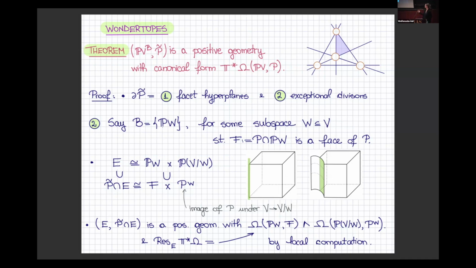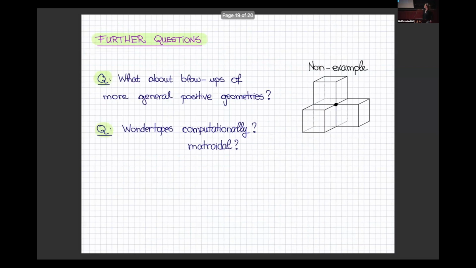Okay, so that's the second case. We're done. We checked both cases. And then I'm going to end with a few further questions that we can ask about Wondertopes. For example, what can we say about more general blowups of other more general positive geometries?